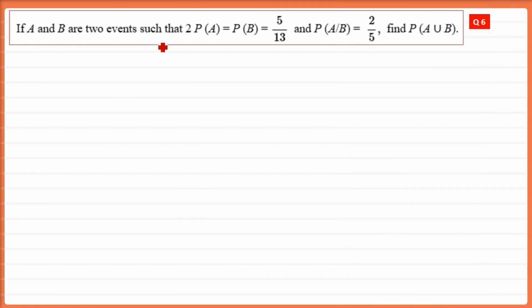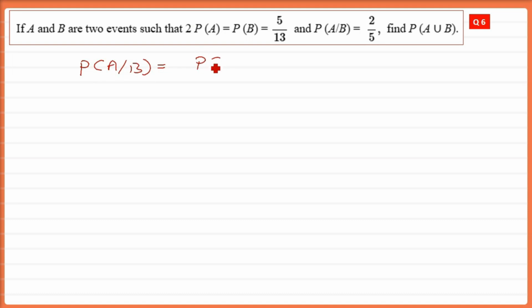Now A and B are two events such that twice of P(A) is equal to P(B) is equal to 5 by 13. A double equality is there. P(A|B) is also given, which is 2 by 5. We have to find P(A ∪ B). So whenever the probability is coming, P(A ∪ B) is P(A) plus P(B) minus P(A ∩ B). That we can employ here.